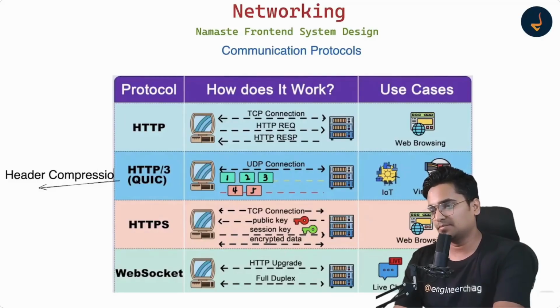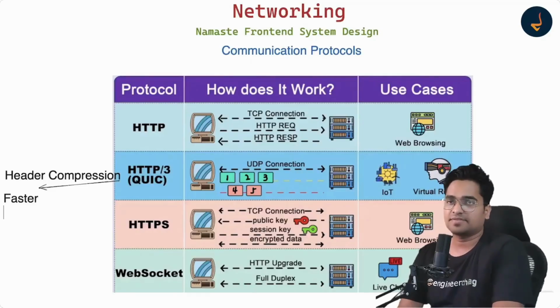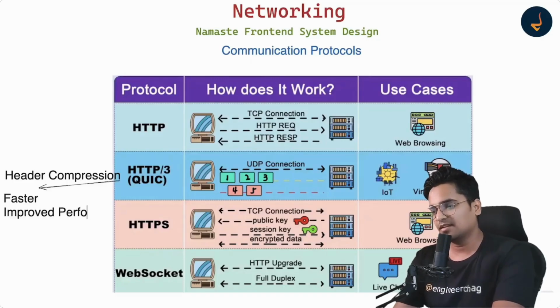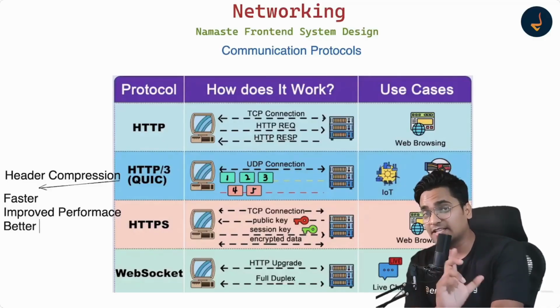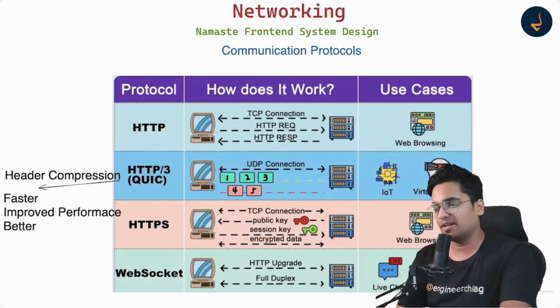Header compression. The second thing, basically, is that it's faster. So I can say that this is much faster in this case. It handles a few more things. It improves performance, which is again faster. I can say it improves better network congestion handling. Like if so much data has to be transferred, how is that going to happen, right? So network congestion. This is what you should remember.